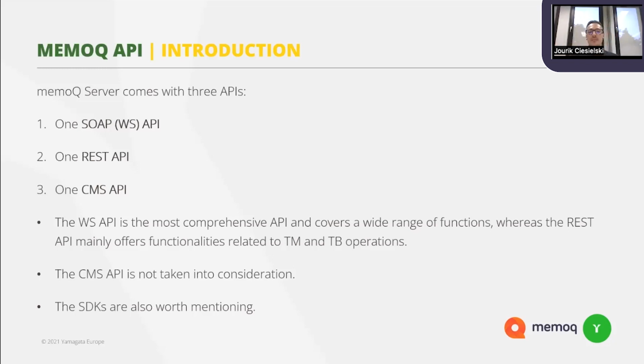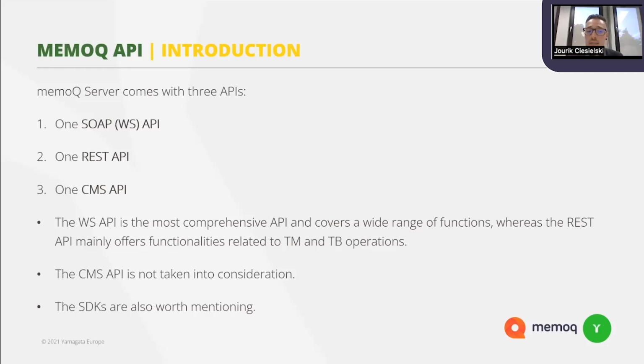The CMS API is not taken into consideration today. It's totally out of scope. But the CMS API is the API that you will be using if you want to build that notorious triangle connection between memoQ and the BMS and the CMS. That's where the CMS API comes into play.